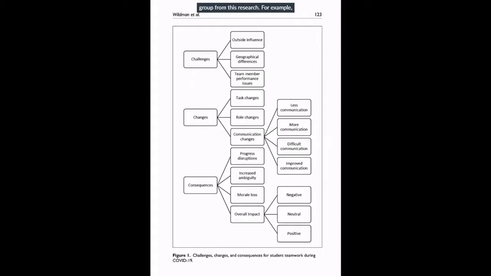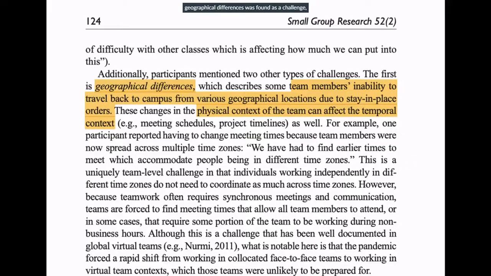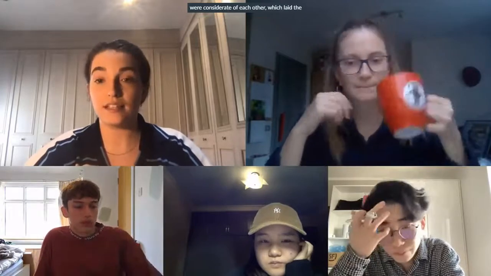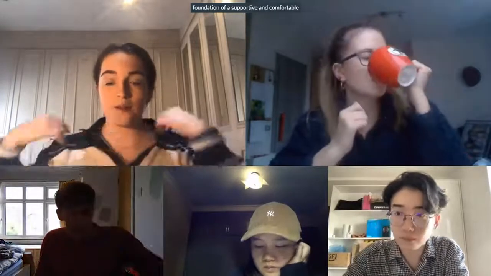Though what I took away from this was the ability to critically assess the potential challenges for our group from this research. For example, geographical differences was found as a challenge, and this was the same in our group, as we had two of us living internationally, meaning we could not reach campus as a group, and we had to take into consideration the differing time zones when we were arranging meetings. Therefore, as a team, we were considerate of each other, which laid the foundation of a supportive and comfortable environment.